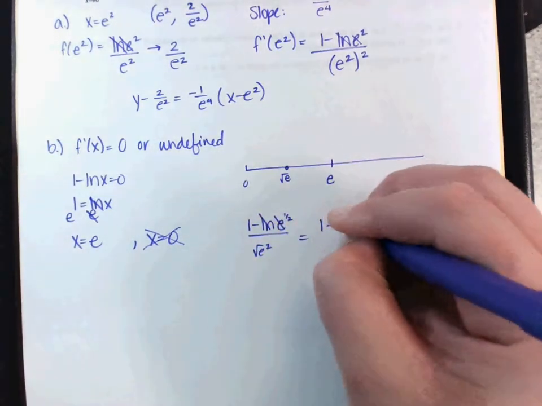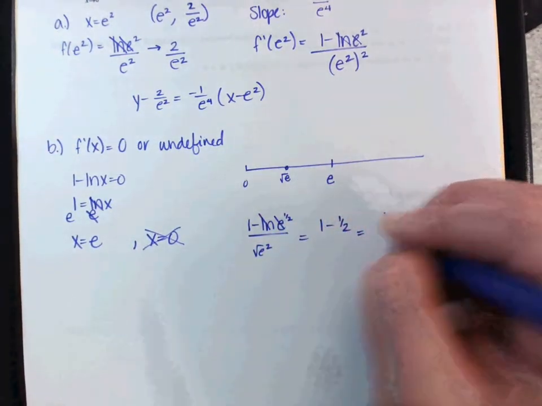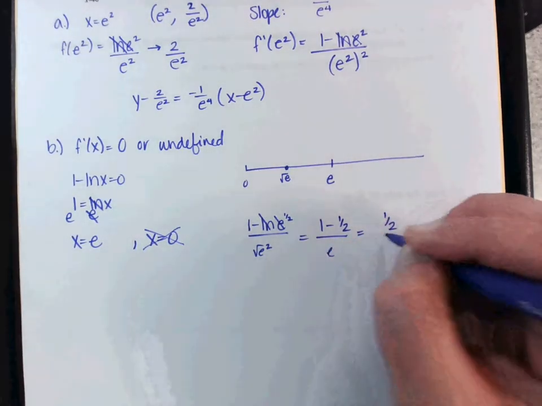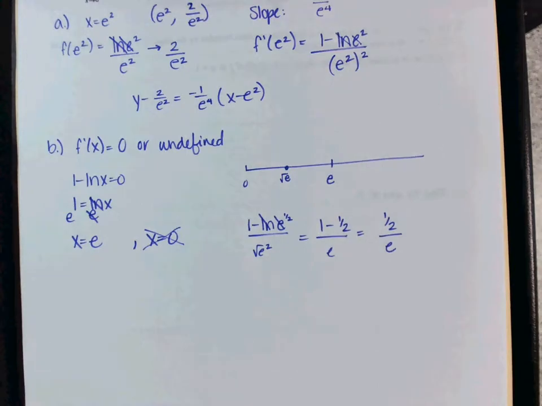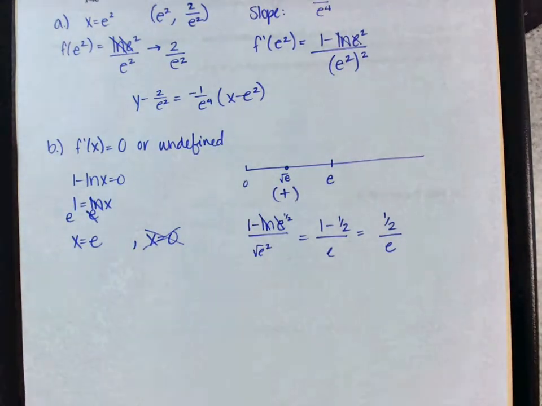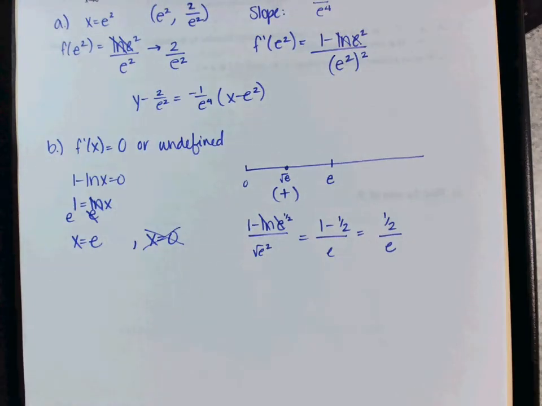1 minus a 1/2 is a 1/2. And then on the bottom, if it was square root of e squared, that just comes out to be e overall, will it be positive or negative? Positive. Okay, now you do it with e squared.